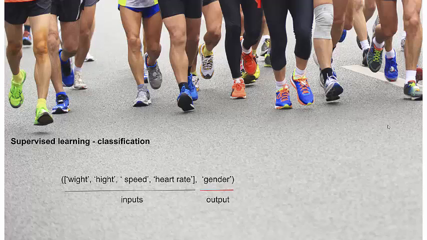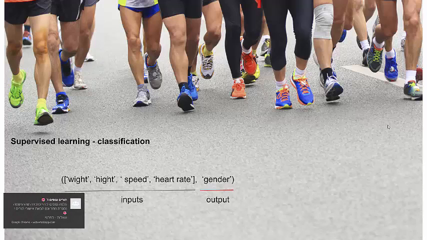For every pair of legs, we have his or her weight, height, the speed he or she is running in, and heart rate measured. In the training set, we also have the gender. So we feed it into the algorithm. So we teach the algorithm.